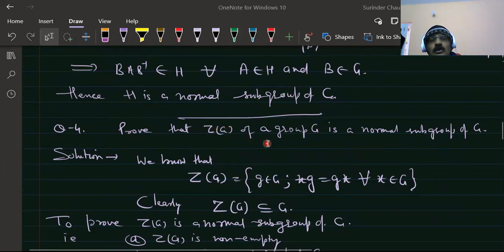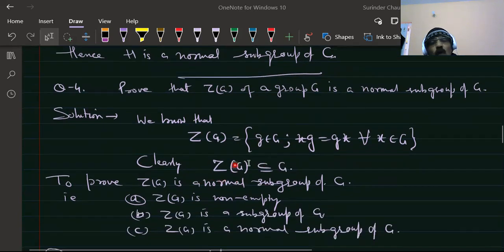The next problem is to prove that the center of the group G, Z(G), is a normal subgroup. The center of a group is the set of all g belonging to G such that gx is equal to xg for all x. So the center of the group is a subset of G.